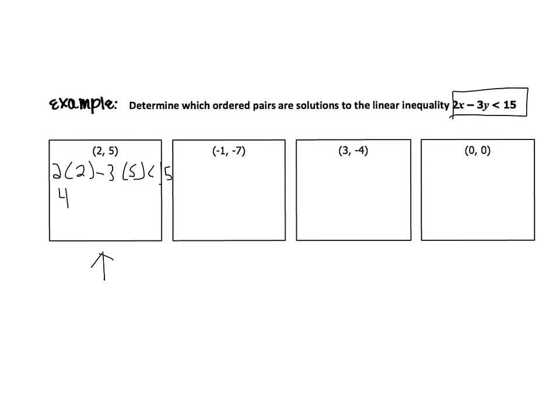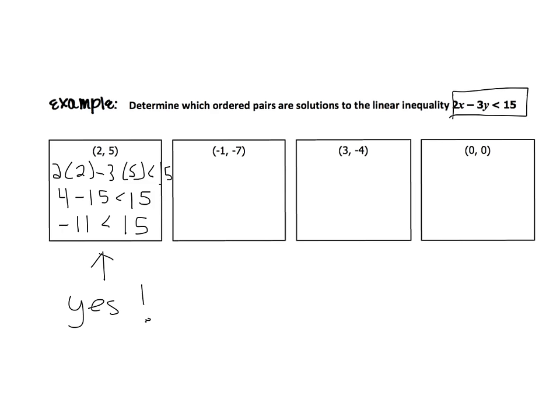So 4 minus 15 is less than 15. I think this is going to be a true situation here. So negative 11 is less than 15. And that's a true statement. So therefore that is a solution. So this is going to be yes. That is a true statement.